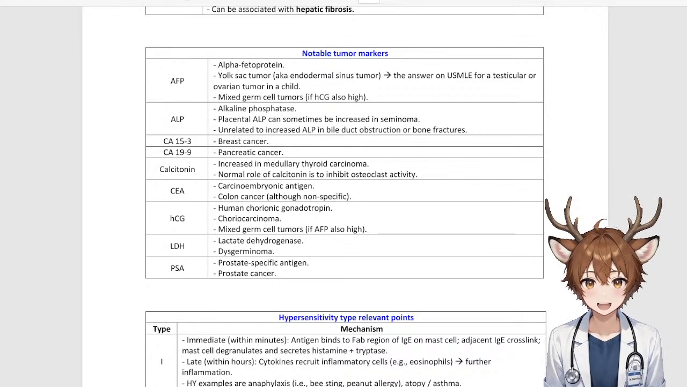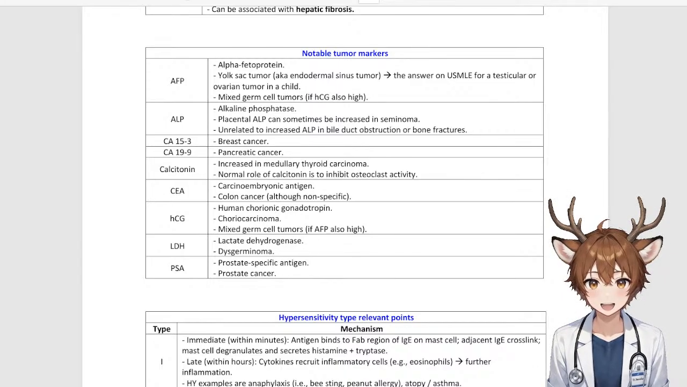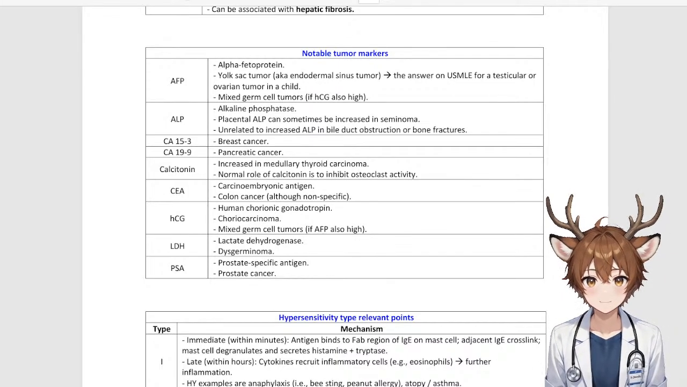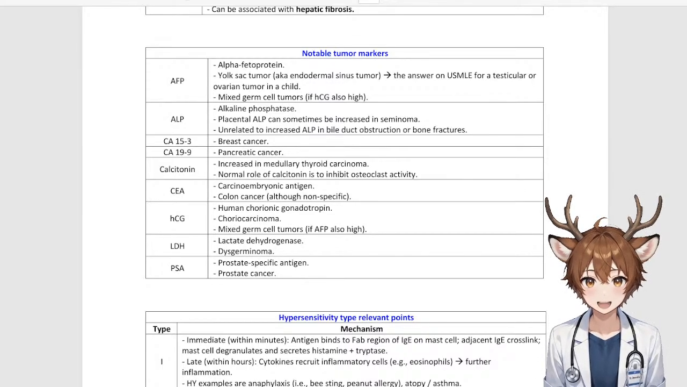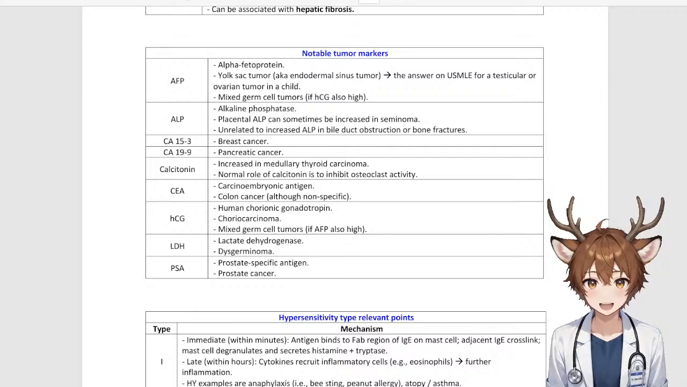CA15-3, breast cancer. CA19-9, pancreatic cancer. Calcitonin, increased in medullary thyroid carcinoma. Normal role of calcitonin is to inhibit the osteoclast activity. CEA, carcinoembryonic antigen. Colon cancer, although non-specific.